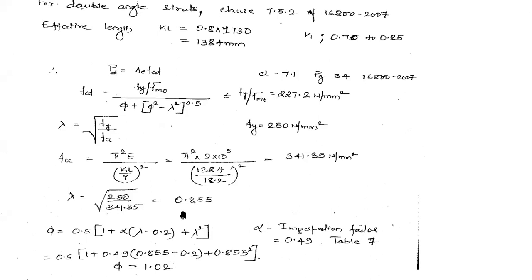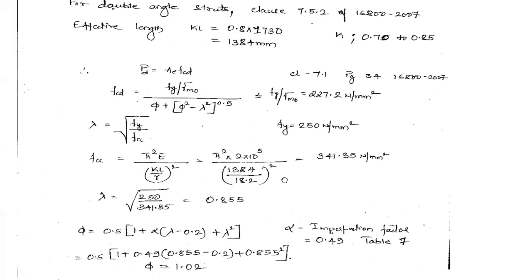Now using this lambda, what is the value of phi? Phi is 0.5 into 1 plus alpha into lambda minus 0.2 plus lambda square. Lambda we have already calculated. Alpha, as I told you, angle sections belong to buckling class C, for which the imperfection factor value is 0.49. The table is available in IS 800, Table 7. From there you will get 0.49. It will remain 0.49 as long as you are using the angle section.